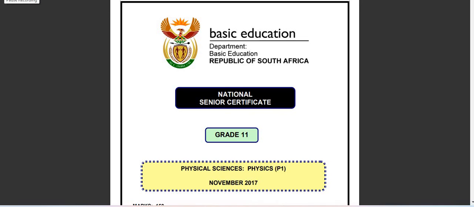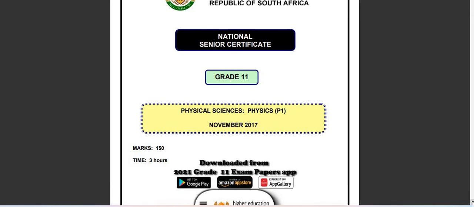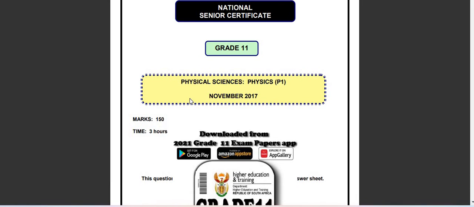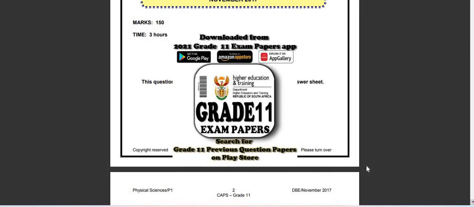Hello everyone. I had a request from someone to do a question from this question paper. It's a grade 11 physical sciences question paper. It was written in November 2017, right? So I took this question paper from this app.